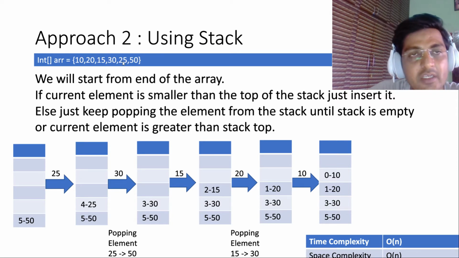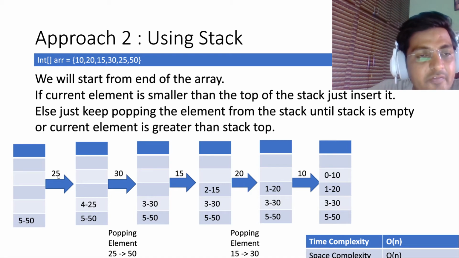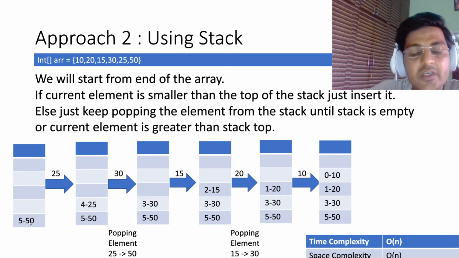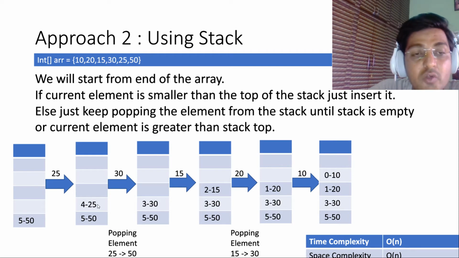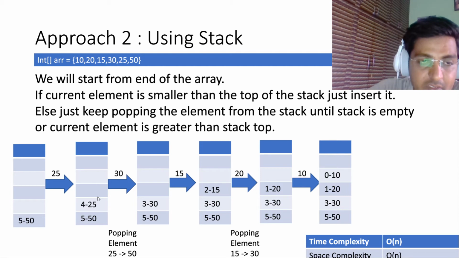Then you will come to the left side element which is 25. Now what check do you need to do? If the current element is smaller than the top of the stack, just insert it into the stack. So we'll insert the index of 25. Now the next element will be 30. Now 30 is not smaller than the top of the stack, 25 is smaller. So you need to pop the top element until it is greater than the current element. So you will pop out 25 from this stack.